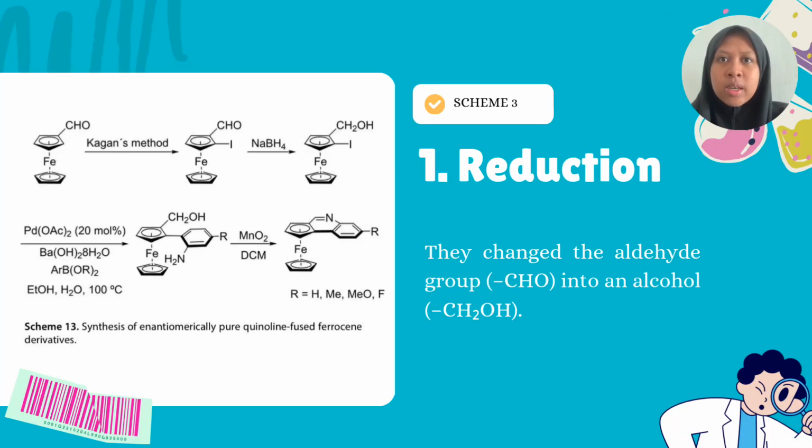For the synthesis of planar chiral quinoline-fused ferrocene derivatives, they start with S2, iodo-ferrocene carboxaldehyde, an enantiopure compound made from ferrocene carboxaldehyde using the Kagan method, which gives us the chiral purity needed for the synthesis. First, the aldehyde group was reduced to a primary alcohol using a mild reducing agent like sodium borohydride. This makes the molecule more reactive for the next step.